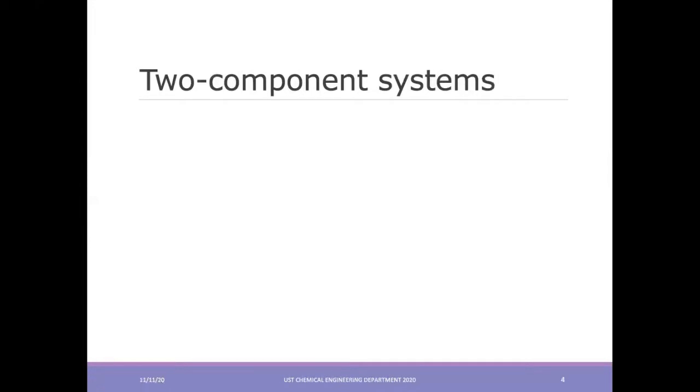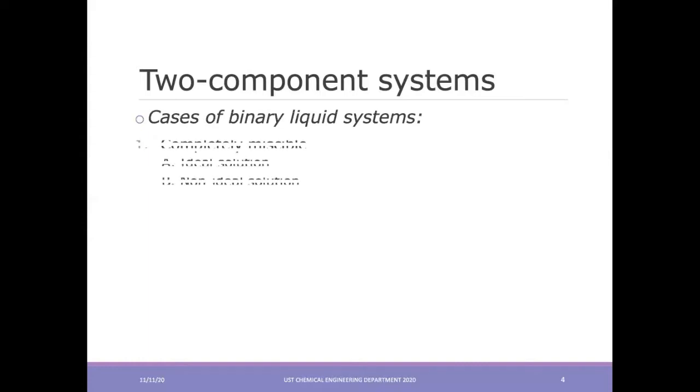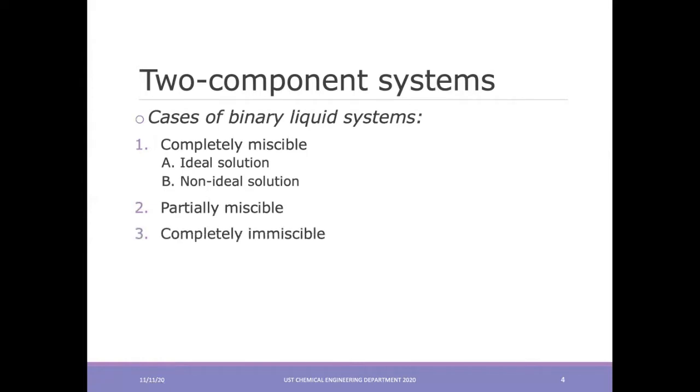Now the binary system discussion would be divided into different cases. We have completely miscible liquid systems, and under completely miscible, we have the ideal solutions and the non-ideal solutions. Then second, we will be considering the partially miscible liquid systems, and we will also be discussing the completely immiscible systems. But for this lecture video, we will only be considering the first case.